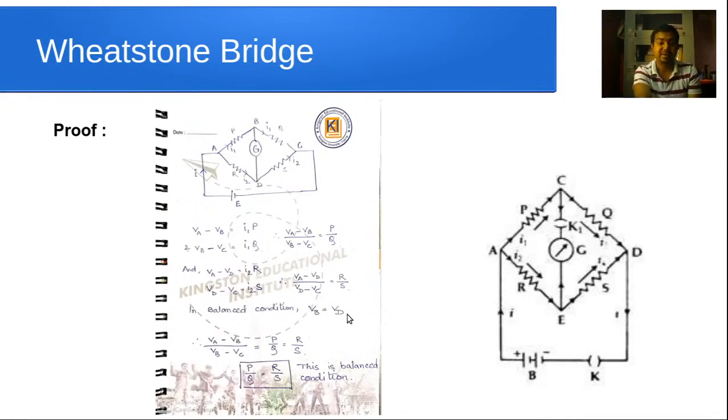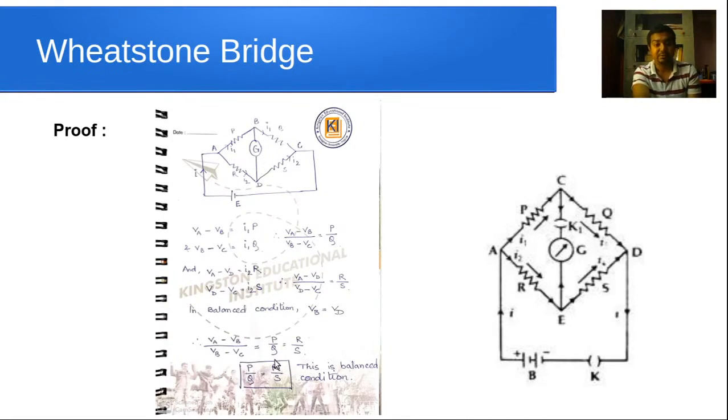So VB equals VD. Knowing the condition VB equals VD, put VD equals VB here. So (VA minus VB) by (VB minus VC) equals R by S, which is the same as there. So (VA minus VB) by (VB minus VC) equals P by Q equals R by S. From that equation we can say P by Q equals R by S. This is the balance condition.